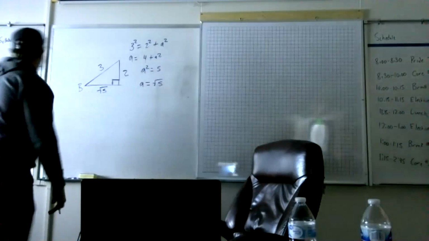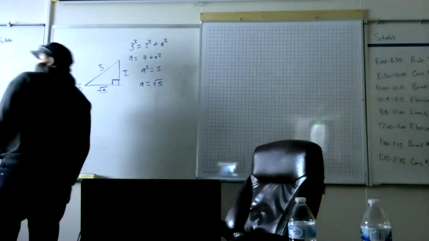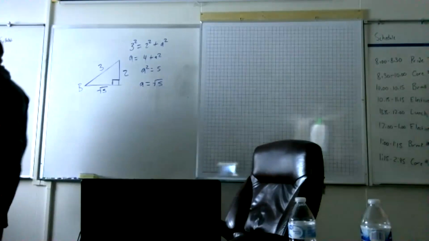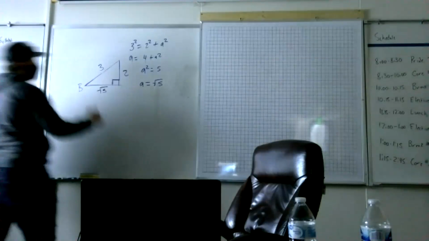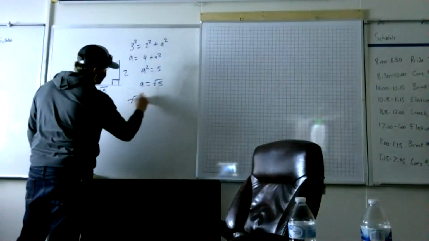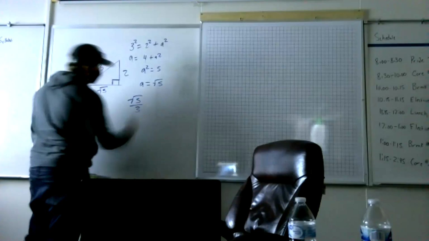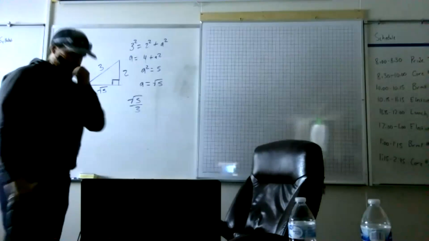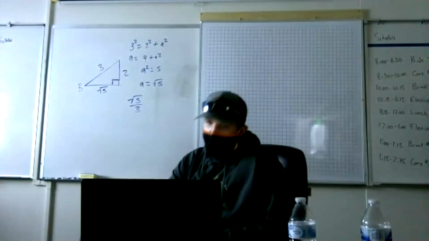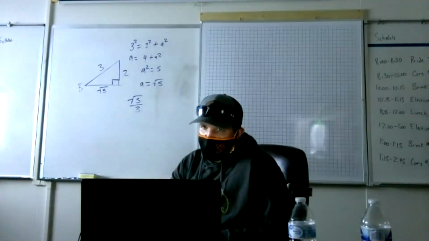Okay, and then the question asked us, if sine of b is 2/3, what is the value of cosine of b? Well, cosine of b is the adjacent side over the hypotenuse. So that would be the square root of 5 over 3. So you can see the Pythagorean theorem is what you use to figure out the other lengths of the sides.